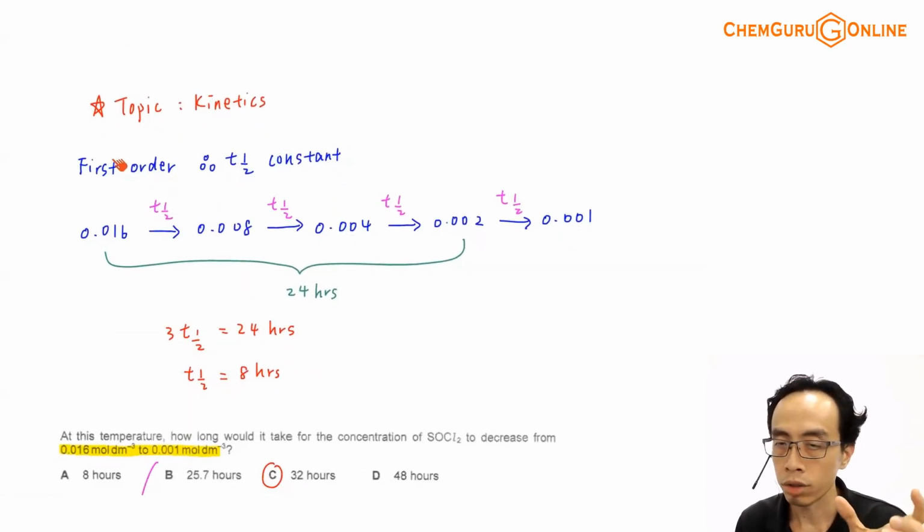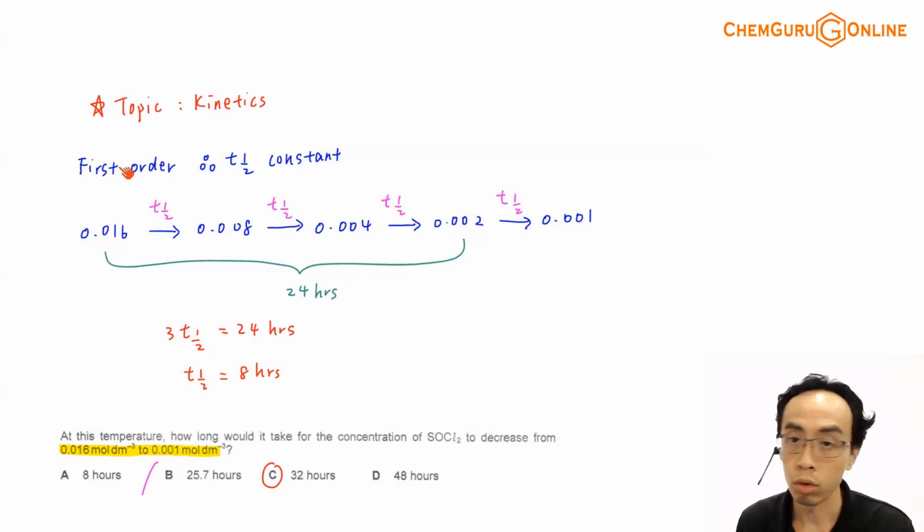And as mentioned earlier, the question tells me that this is a first order reaction, which means that my half-life is a constant. Only for a first order reaction is the half-life a constant. So half-life is the time taken for me to halve the concentration of my reactant. If I start off with 0.016, then the time taken for me to halve this amount to 0.008 is a half-life.